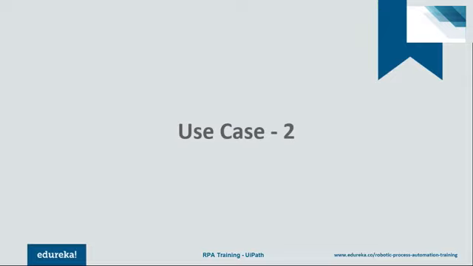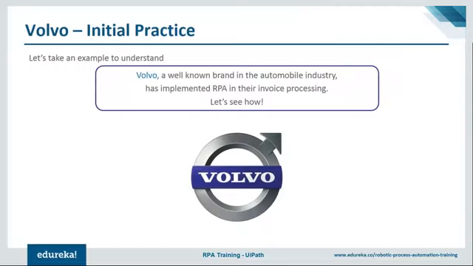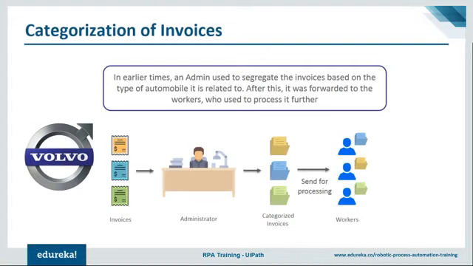If you were to talk about use case 2, it's a real world scenario wherein we talk about a company called Volvo. So Volvo is an automobile company. They produce automobiles, and in their company they had a process which had implemented RPA, and this process was for invoice generation or invoice processing. Let's see what are the problems they faced and how they implemented RPA. This is what we're going to understand using this example.